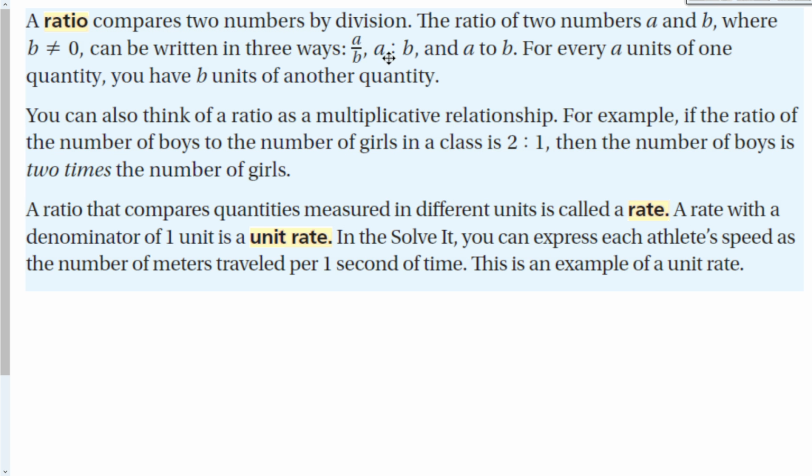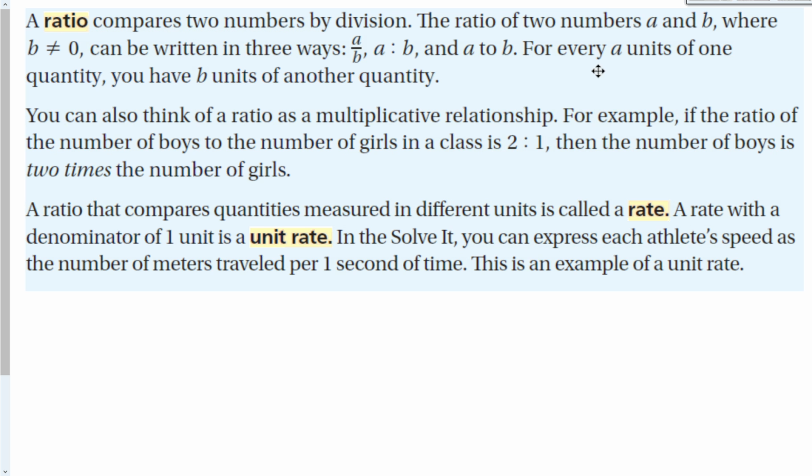We can use the colon a little bit, or we can use the "to" a little bit here and there, but we're going to use mostly the fraction. For every A units of one quantity, we have B units of another quantity. That's what a ratio means.